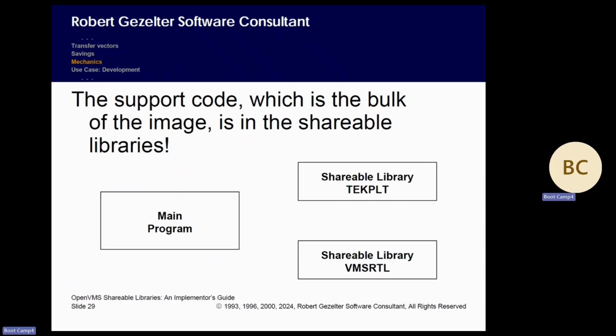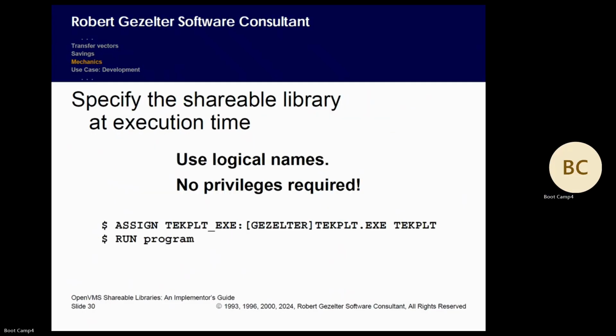Basically, it was two things. Tech plot, as the name implies, was Tektronix plot. It was huge. This is not to scale. The VMS RTL, which included in those days the Fortran RTL, and the main program. Simple link. Just assign techplot.exe, the simple tech plot, run the program. Bang, done.